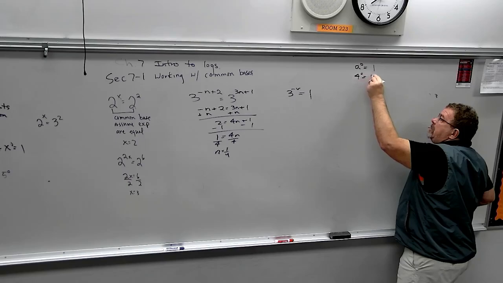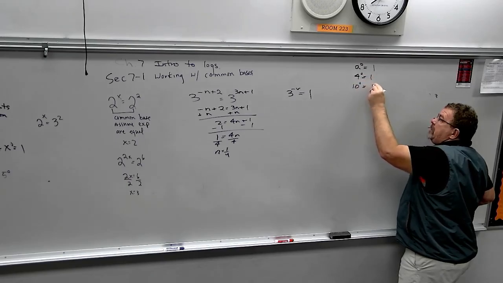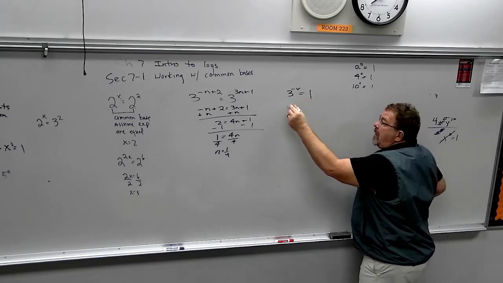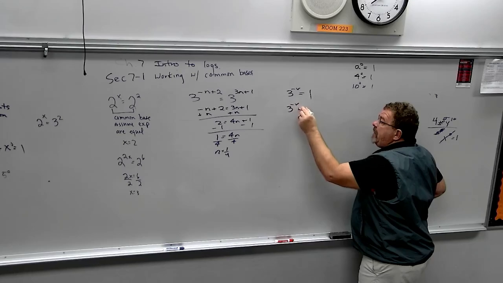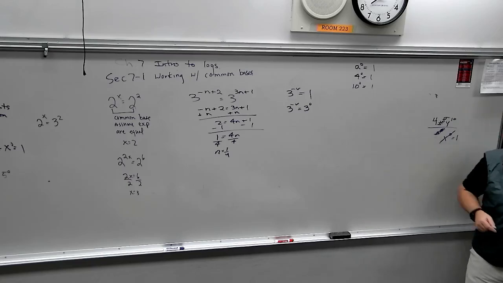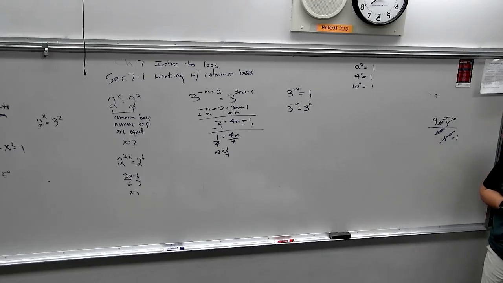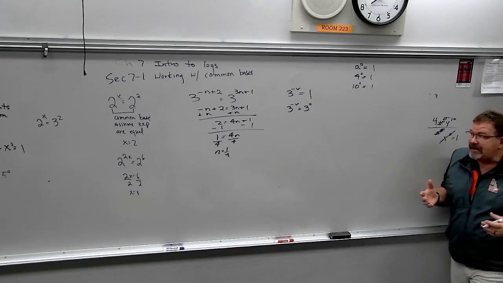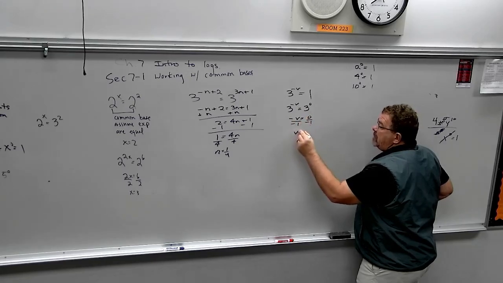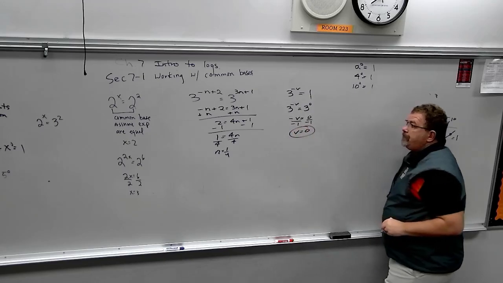4 to the 0 is 1. 10 to the 0 is 1. So I can convert this to a common base. I can say 3 to the negative v equals 3 to the 0. 3 to 0 is 1. It's the same thing, okay? Now that I have common bases, I can say, hey, negative v is equal to 0. Divide by negative 1, v is equal to 0.